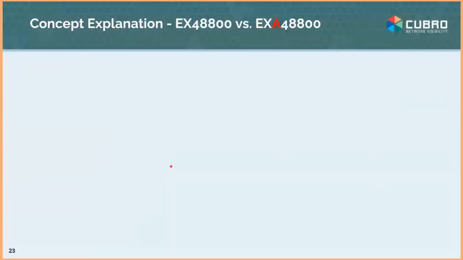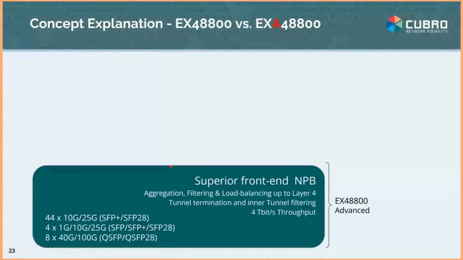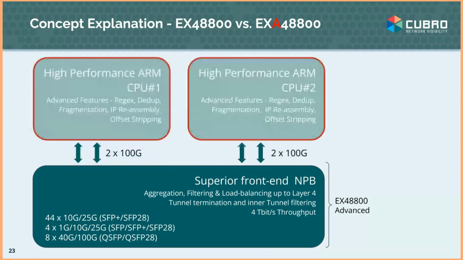So this was what I wanted to explain to you. Advanced is what we see here. This is the advanced packet broker. It does all the aggregation, filtering, load balancing, and tunnel handling. And when we then talk about next generation, what we do is the following: we add some CPUs on top. These CPUs are on the same unit, so to say, and they give us some more features we will explore in a second.